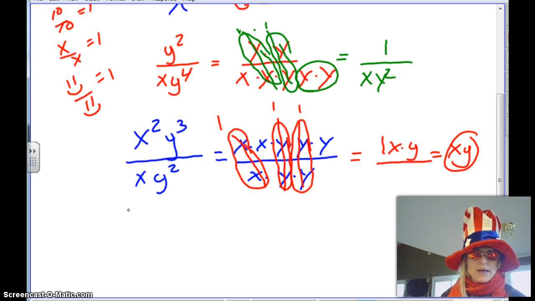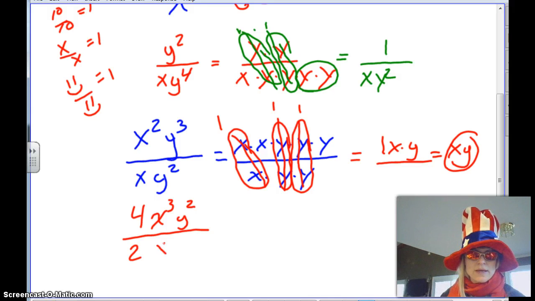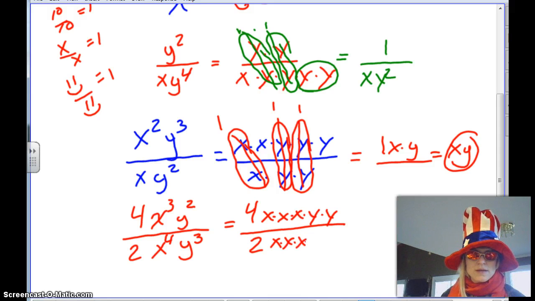So let's say I have 4x to the third y squared over 2x to the fourth y to the third power. Okay, so the first thing I want to do is write this out in expanded form. I have 4, then I have x times x times x times y, all over 2, x, x, x, x, and y, y, and y.